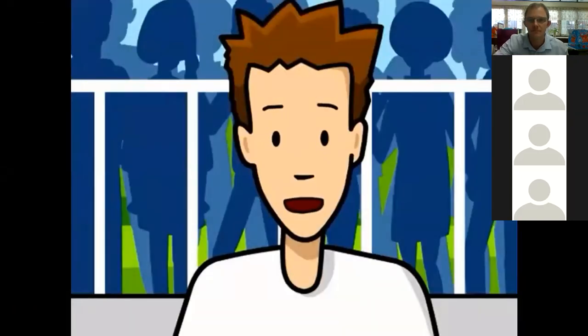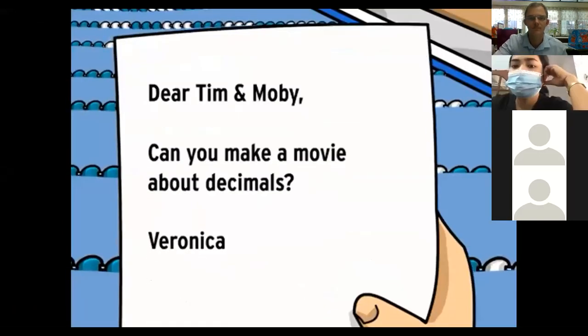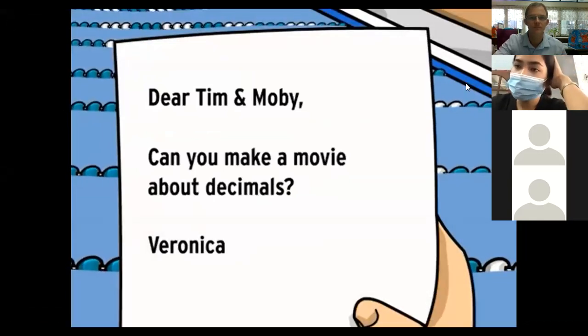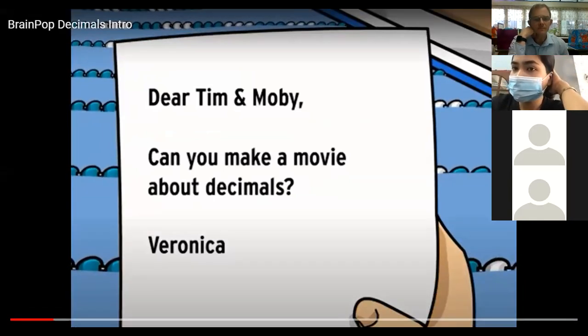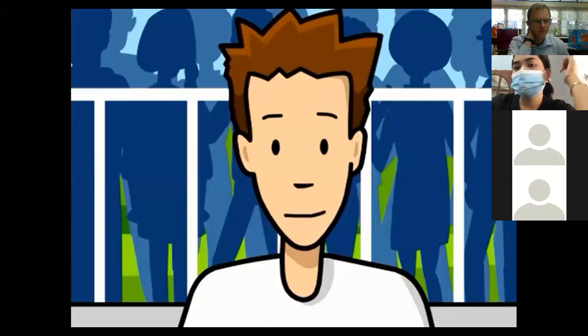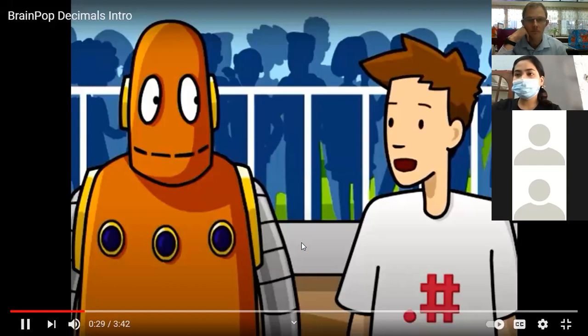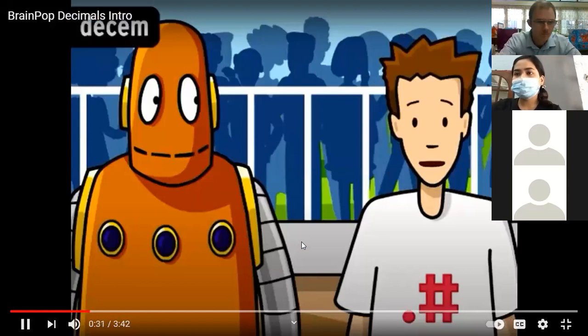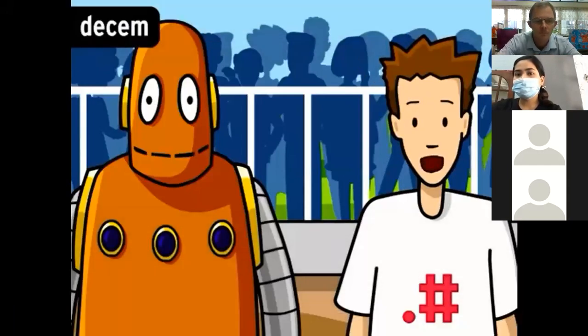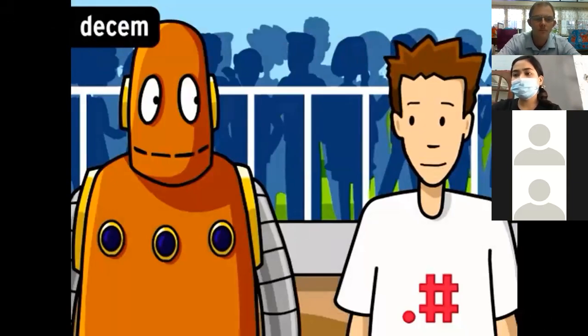39 and 83 hundredths. Dear Tim and Moby, can you make a movie about decimals? From Veronica. Sure can. Basically, a decimal is a number that's based on the number 10. Actually, all of our numbers are decimals because our number system is based on 10. Even the word decimal comes from the Latin word for 10, decim. But usually, when people talk about decimals, they're talking about numbers that are only parts of a whole.